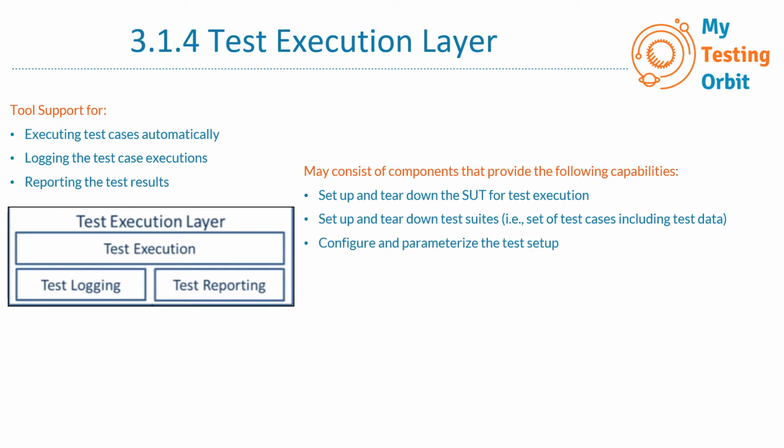Okay, so the third one is to configure and parameterize the test setup. This means that we are arranging or putting together what's needed as part of the test setup to execute the test. So whatever tool you are using for test execution, you can configure it and add parameters as required as part of the test setup. For example, URLs, environment details, browser, etc.